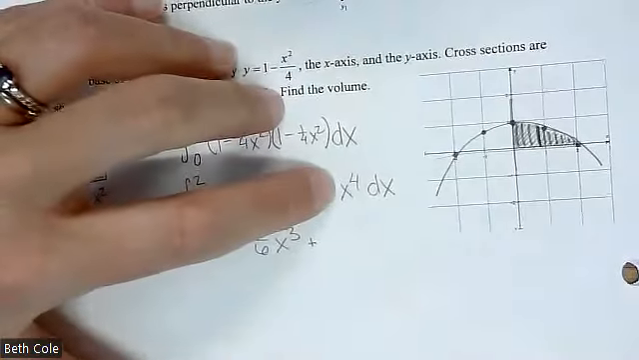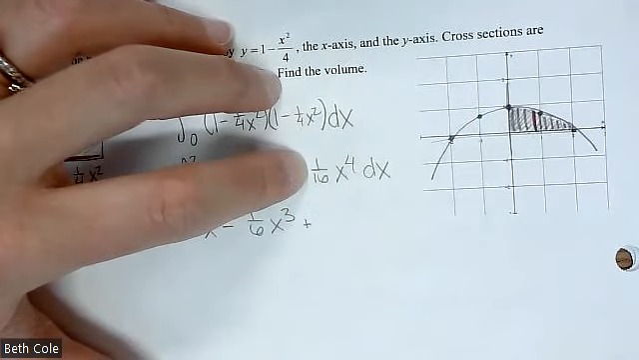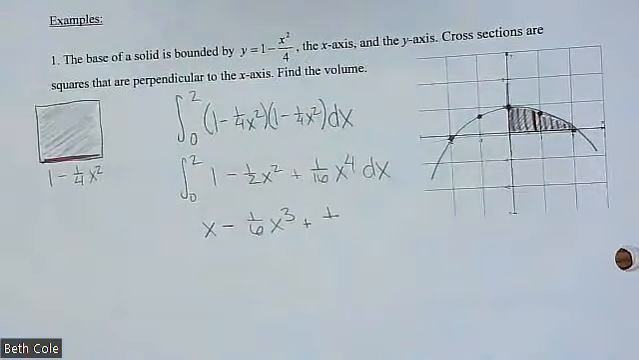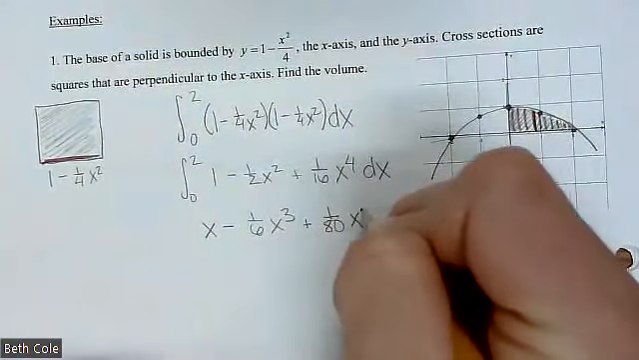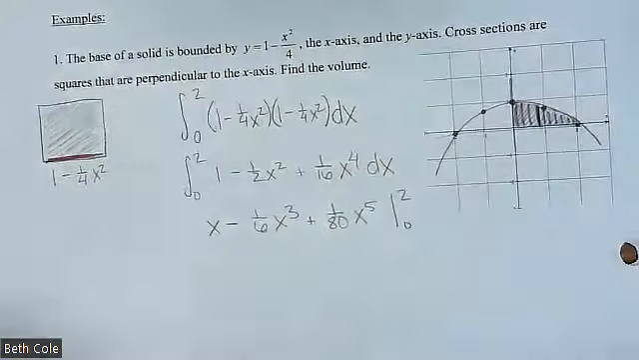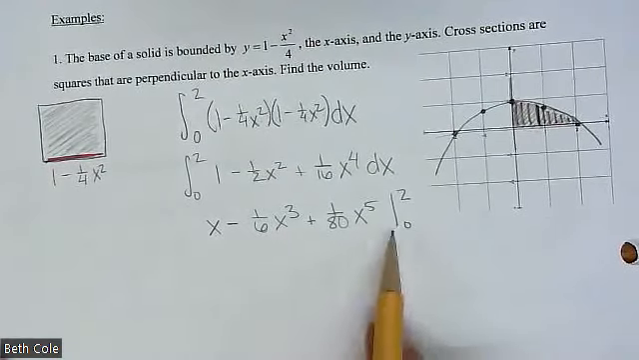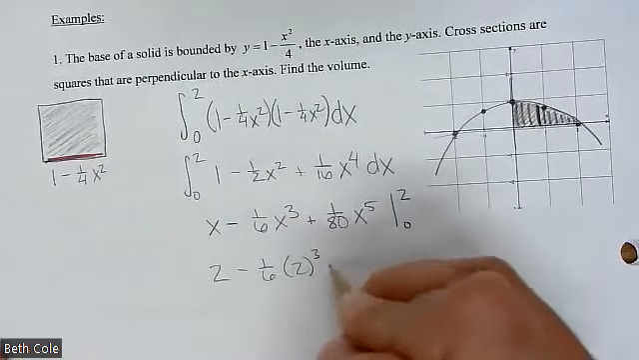Now this would be 1/5 x to the 5th, but there's already a 1/16 there. So you got to do 1/16 times 1/5, is it 80th? X to the 5th, such that 0 to 2. Now it's upper boundary minus lower boundary, but you really don't need to worry about 0. So basically we're just going to plug in 2, and I would just be leaving it alone at that point.